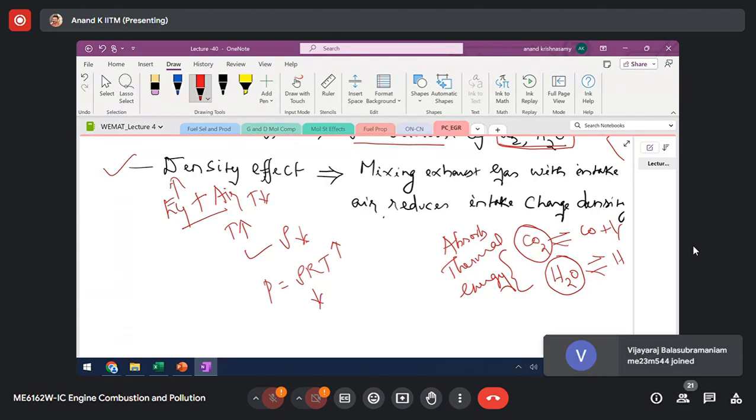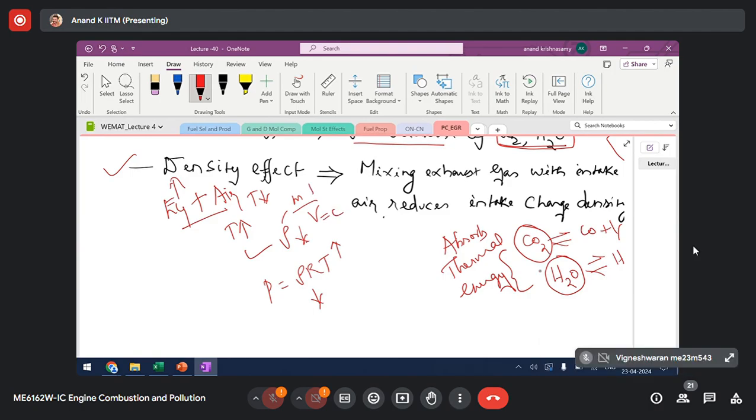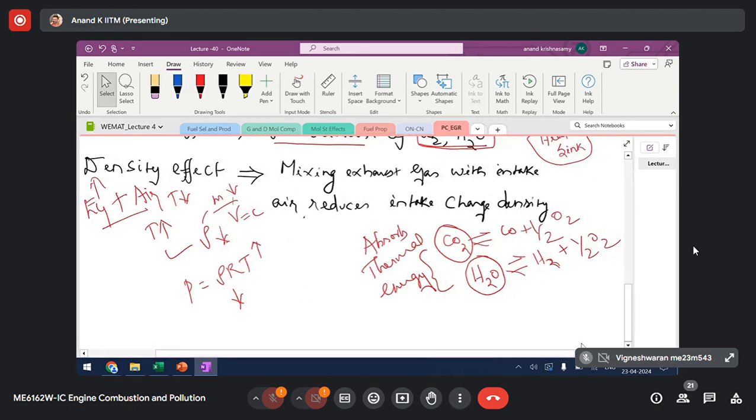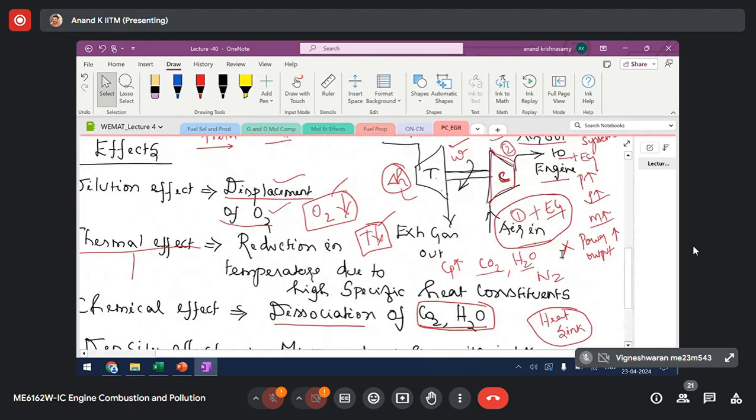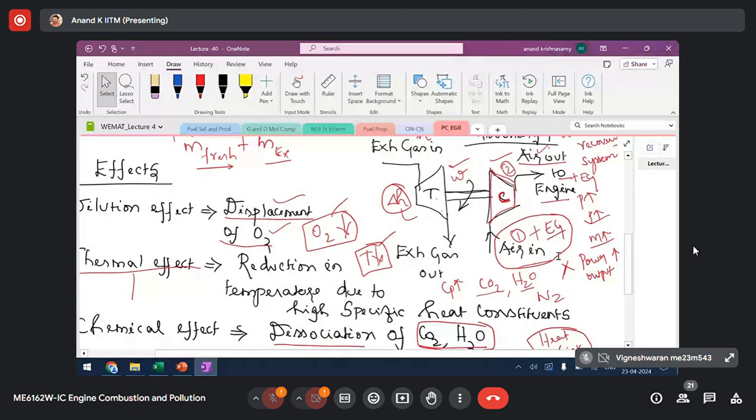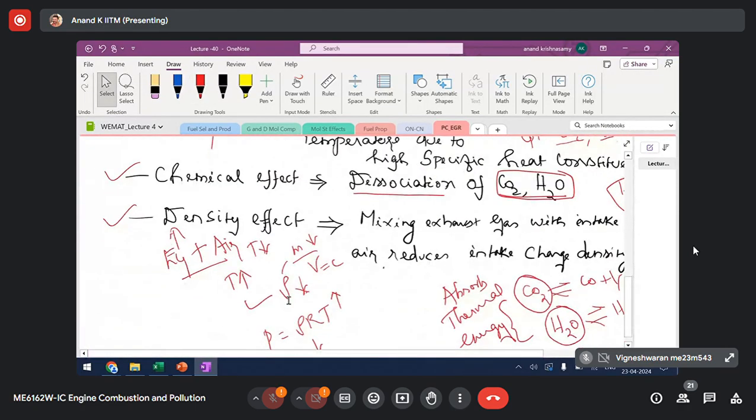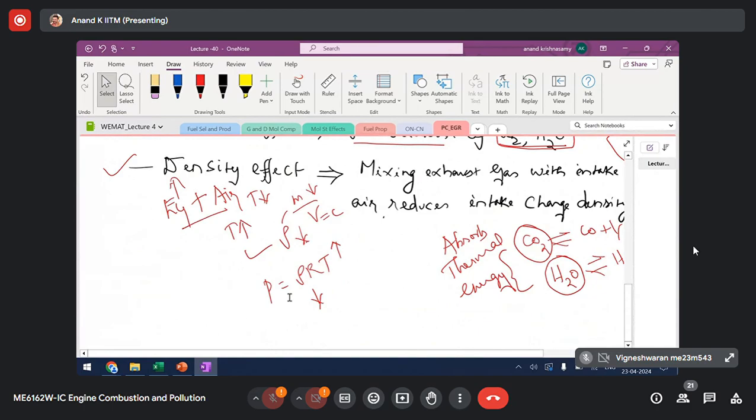So when density drops, what do you mean by a drop in density? Density is mass per volume. When I say volume is always fixed, constant, a drop in density will reflect in the mass. Mass that goes into the cylinder is going to drop. This is opposite to what we have discussed for supercharging. Supercharging and turbocharging you are doing to increase the mass that goes into the cylinder, right? Here the opposite effect is happening because of the drop in density. And this is one of the effects of adding EGR to the fresh incoming air. Your density will drop, mass will drop.